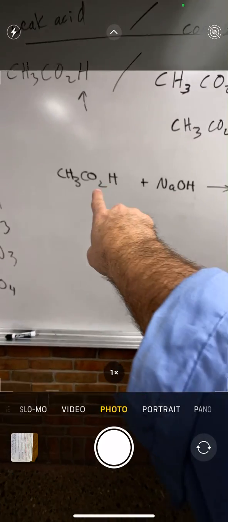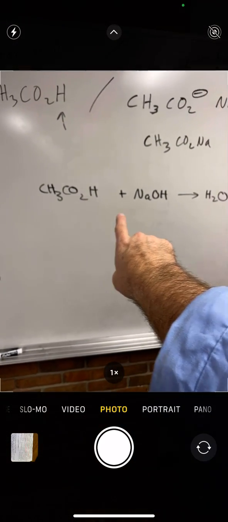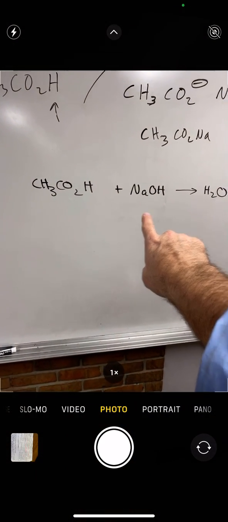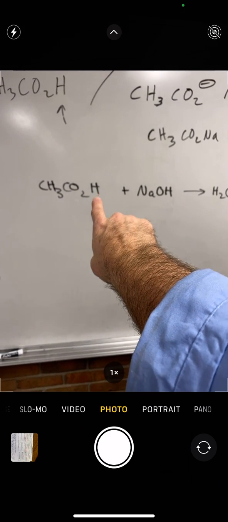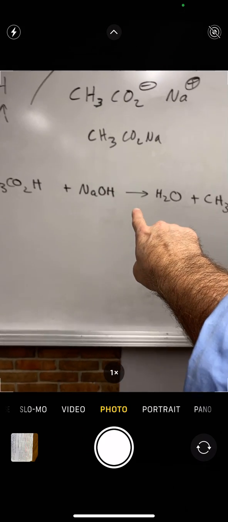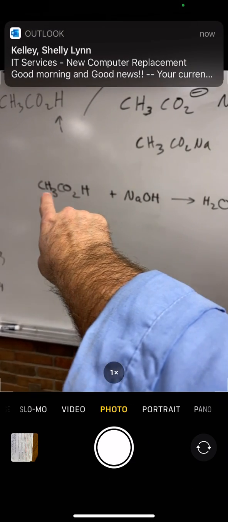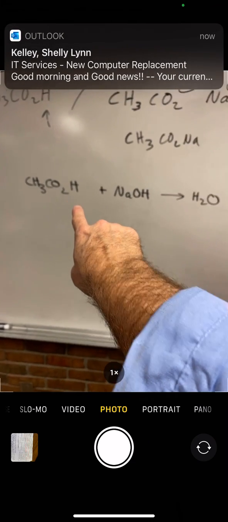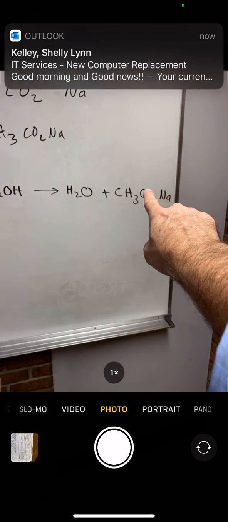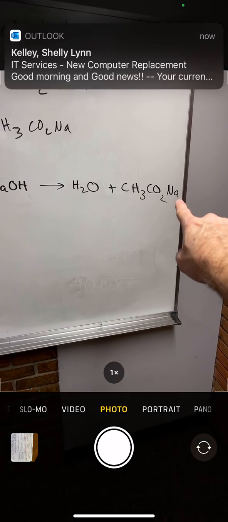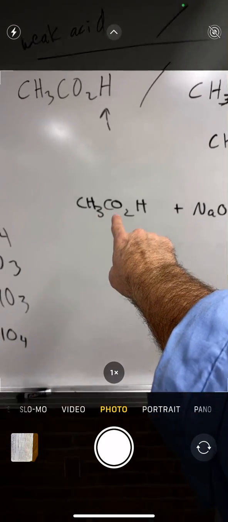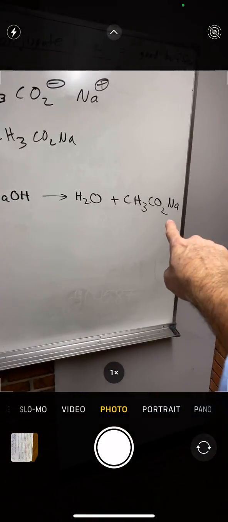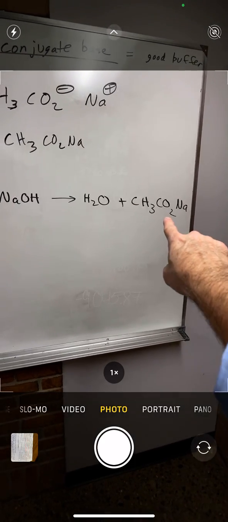So here's the chemical reaction. CH3CO2H. We're going to add NaOH to it, and it's going to convert this acid by removing that hydrogen, and that OH is going to become water. And what's left behind is just the CH3CO2 negative and Na positive. So we're converting acetic acid into sodium acetate.